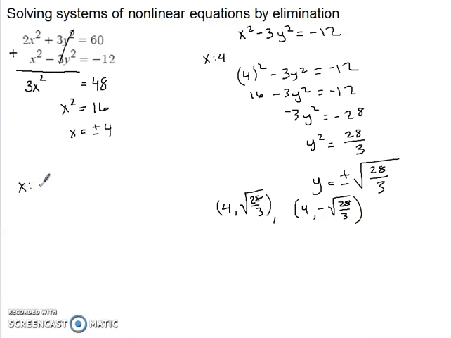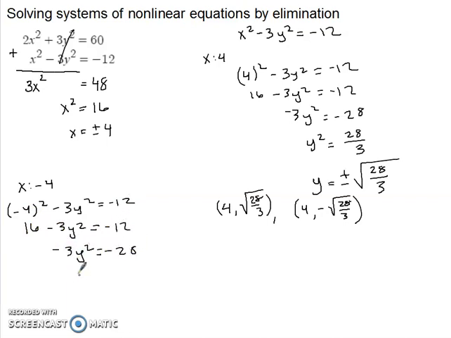So if x is equal to negative 4, negative 4 squared minus 3y squared is equal to negative 12. Well, negative 4 squared is 16. And that actually brings us to the same place that we had just a moment ago. y squared is still equal to 28 over 3, which means that y is still equal to positive or negative square root of 28 over 3.